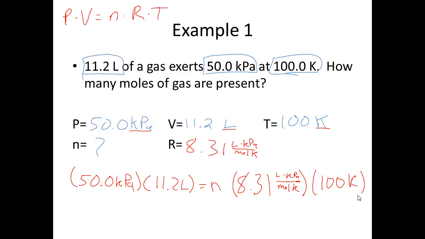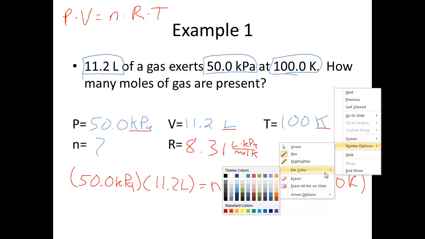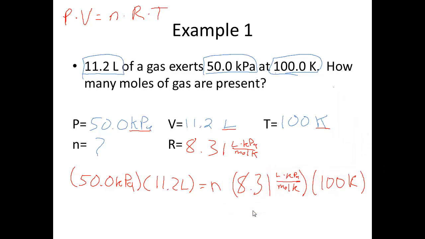And check this out, guys. Prepare yourself for amazement. What color should we cancel out? Green. Look at your equation. We have liters here and liters here, they cancel out. We have kPa here and kPa here, they cancel out. Kelvin and Kelvin cancel out. What unit are we left with? Moles.